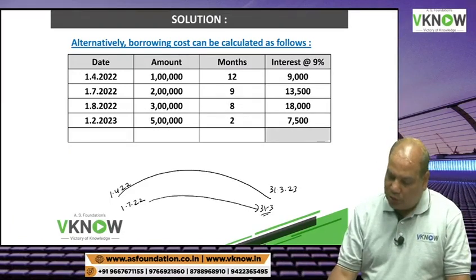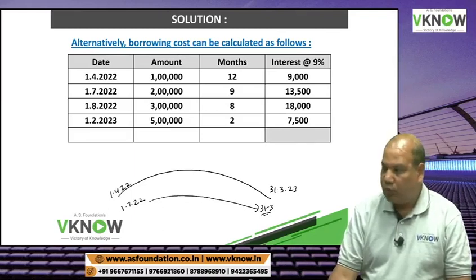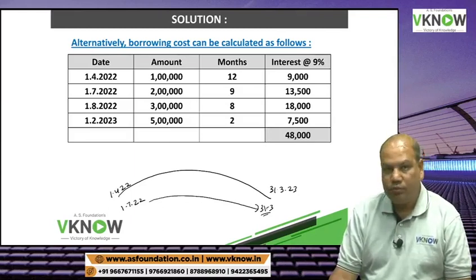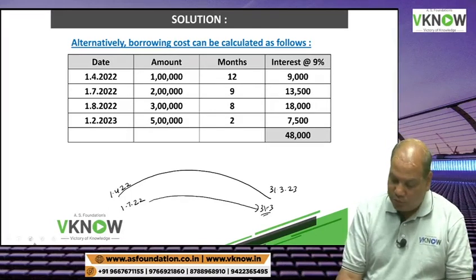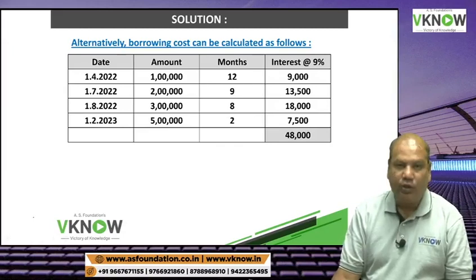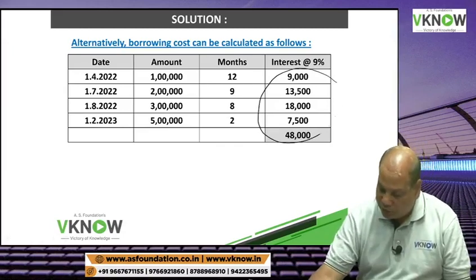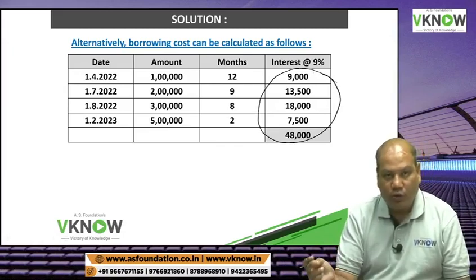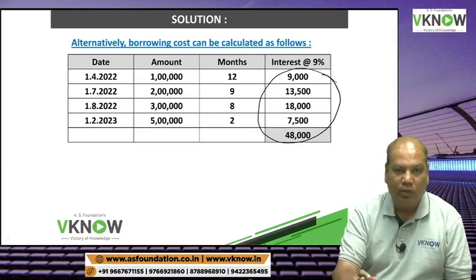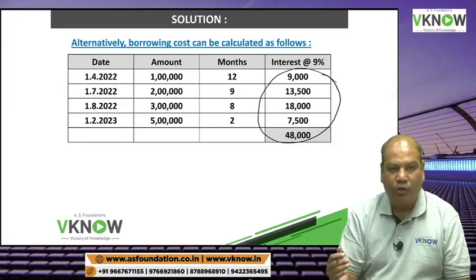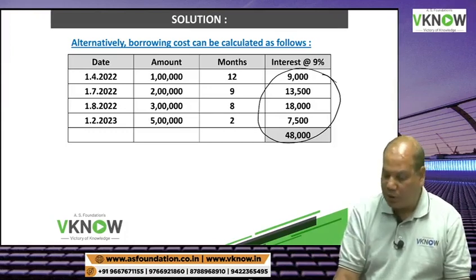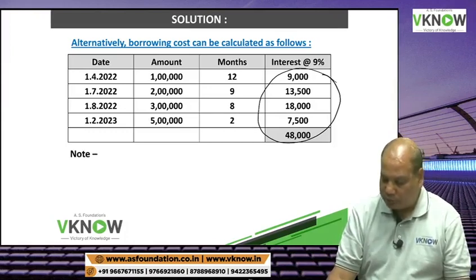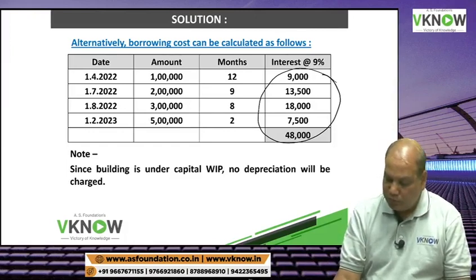Take the total of the last column and you will be happy to note that the interest in the last column is also 48,000. So if you like this method, you can follow this. If you like earlier method, you can follow that. You'll get the same answer if you do the calculations properly. Okay. So write down note.